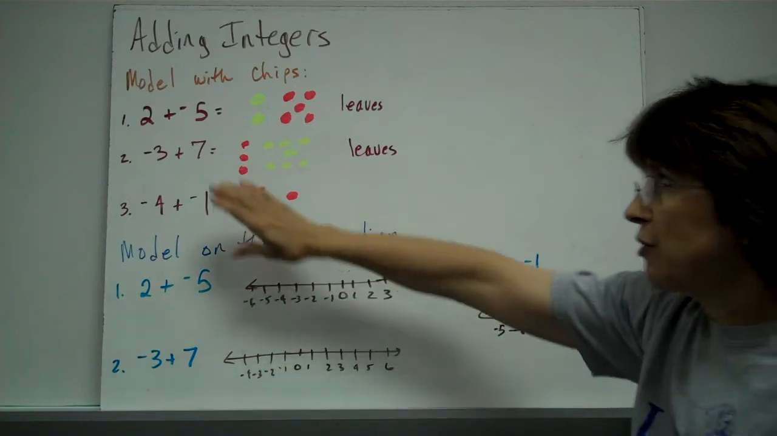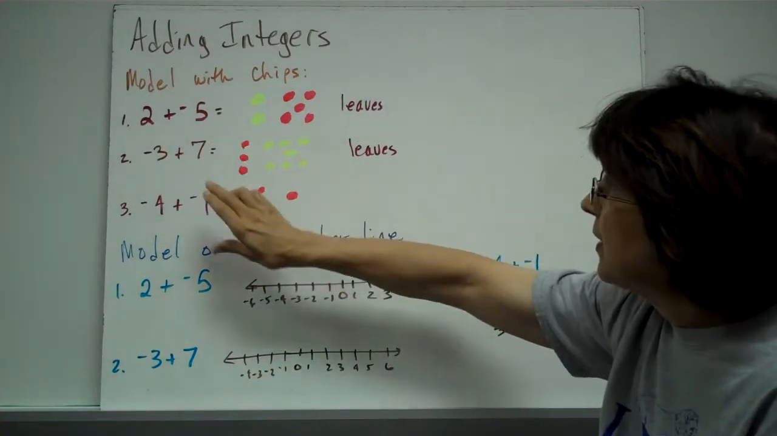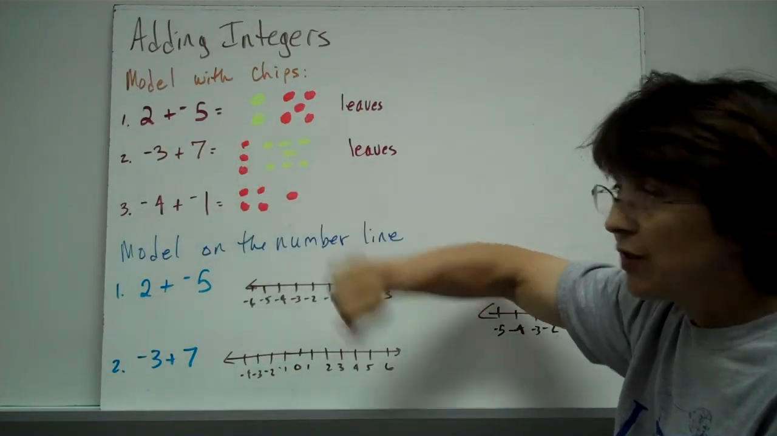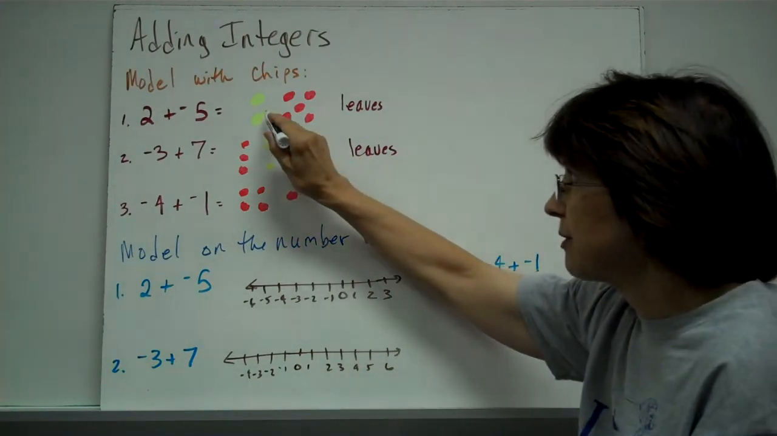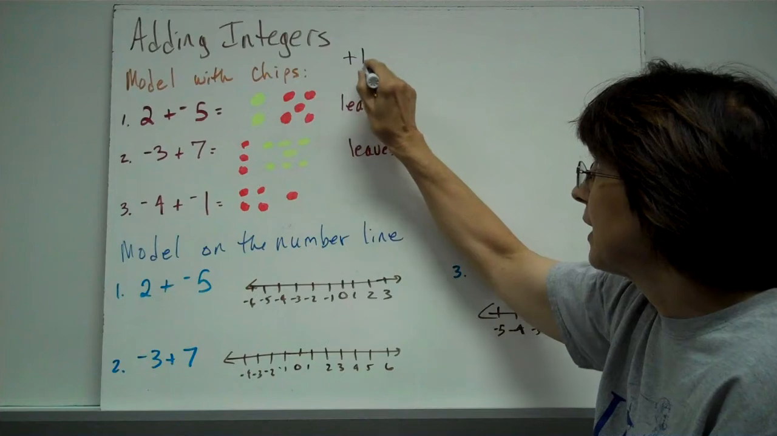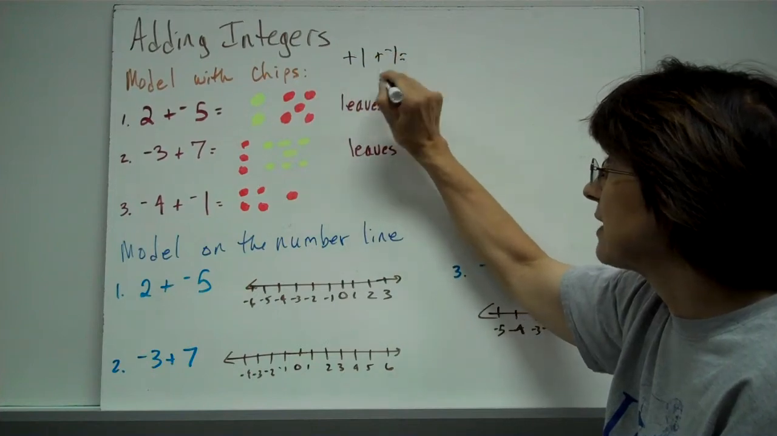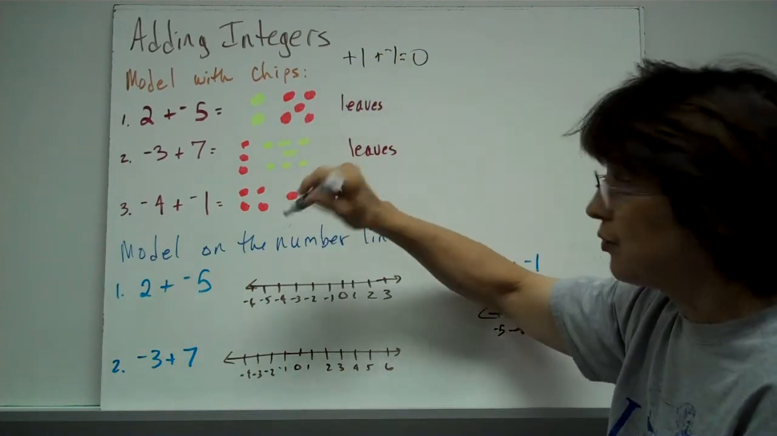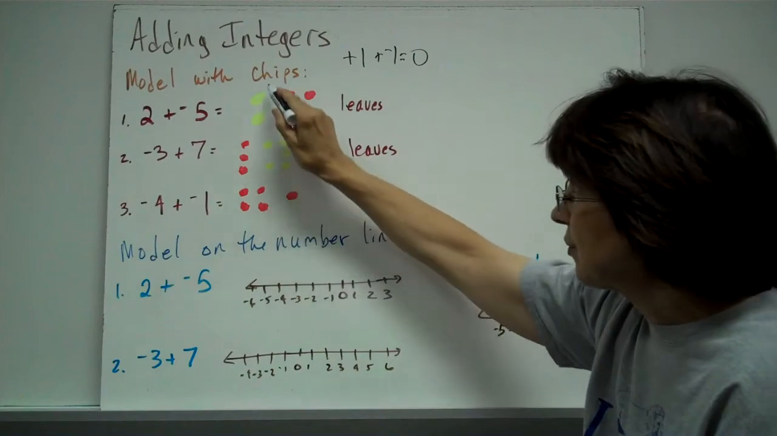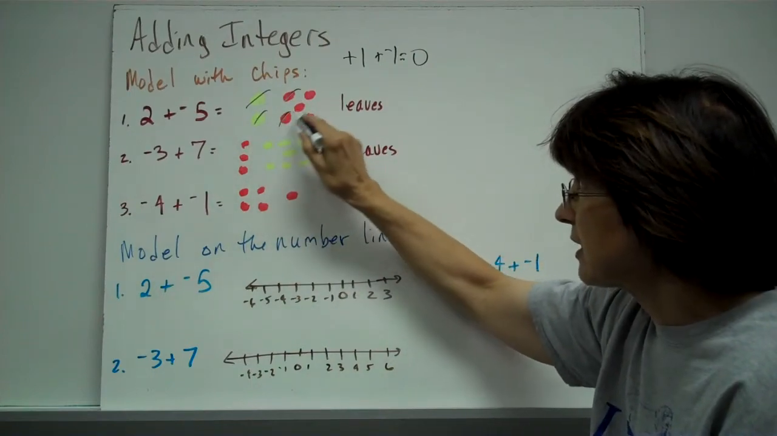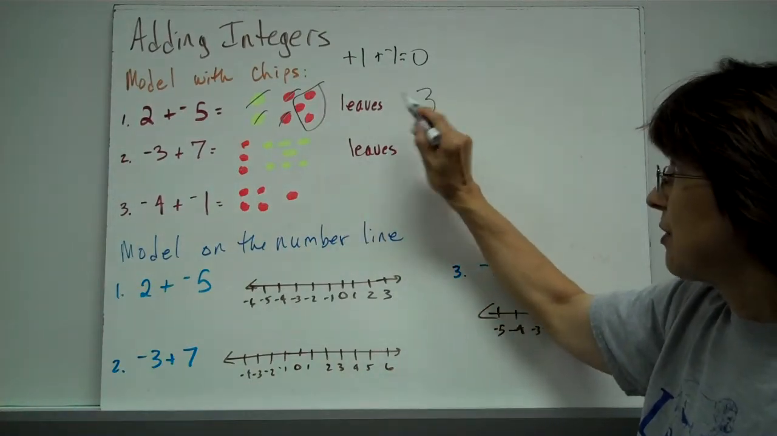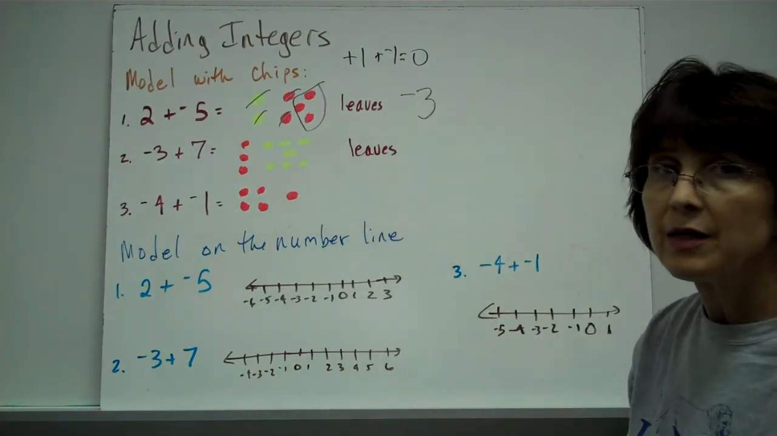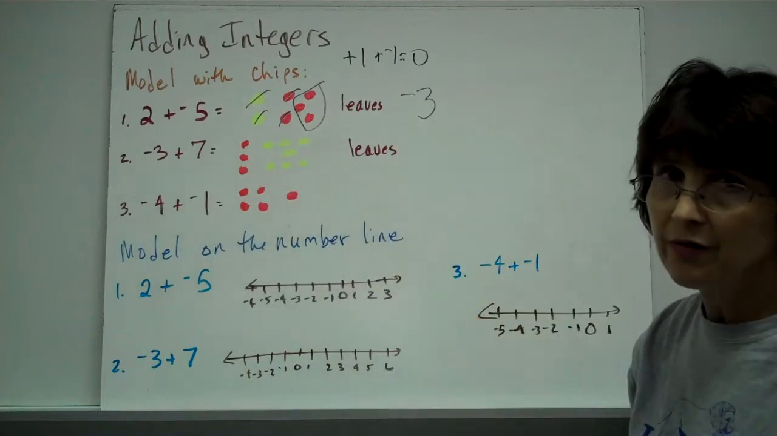All right, so if we want to model 2 plus a negative 5, we have 2 yellow chips and 5 red chips. Well, we have to cancel out all of our 0 pairs, so that means a positive 1 plus a negative 1, that's a 0 pair, and that equals 0. So this and this cancel out, this and this, so we're left with 3 red. Well, that gives us 3, but the red's negative, so it's negative 3. So 2 plus a negative 5 is negative 3.